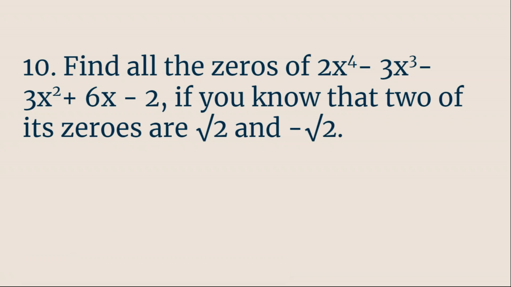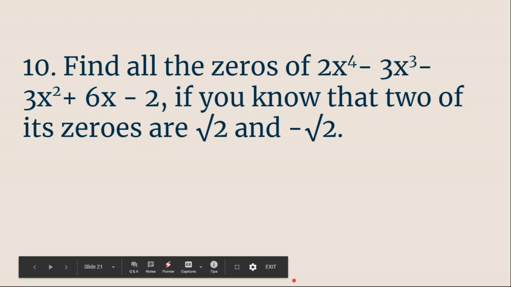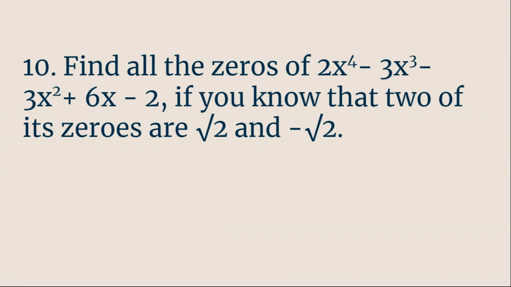Mark, yes. Find all the zeros of 2x to the power 4 minus 3x cube minus 3x square plus 6x minus 2, if you know that two of its zeros are root 2 and minus root 2. How do you do this? Okay, this is a little tricky. Let me see if anybody gets it.